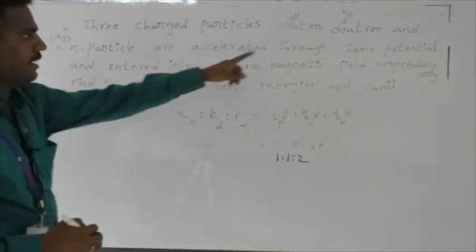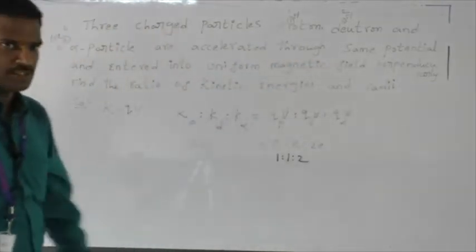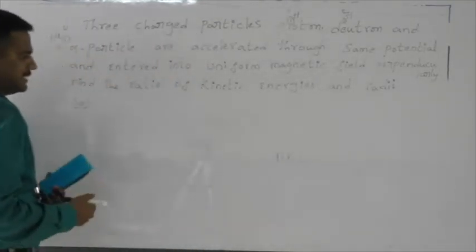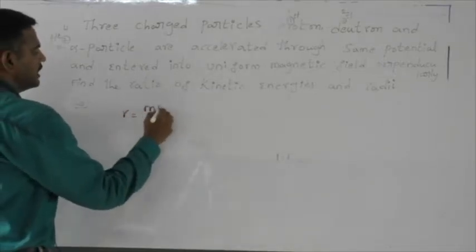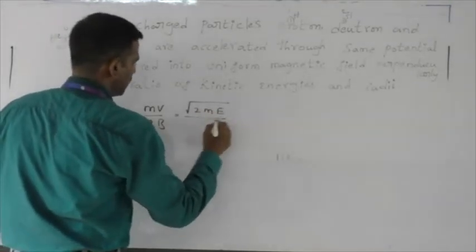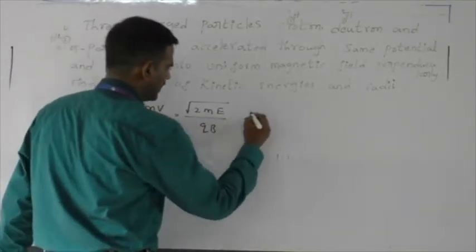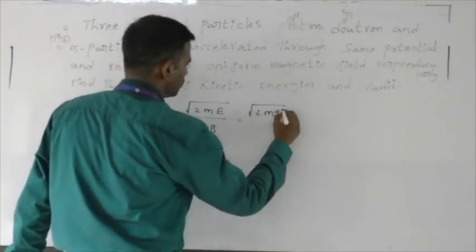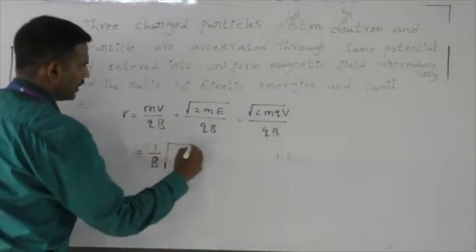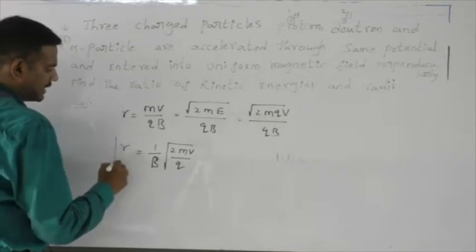Now what I have to find out? The ratio of radii. Since the charged particles entered perpendicularly, they will execute circular motion. For a circular motion, what is the radius? We already know the radius is given by the formula R equals mv divided by qB, and this can also be written as root of 2mE divided by qB. Now this formula we are going to apply. More clearly, shall I note down like this: 2m into qV divided by qB. So this is 1 by B times under root 2mV by q. This is the radius of a charged particle.